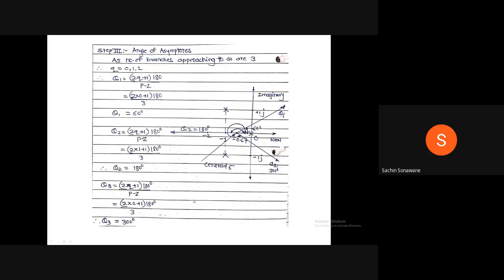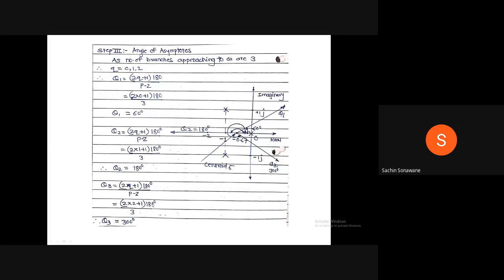Now, angle of asymptote. Since p minus z, the number of branches, n is equal to 3, we have to take the first three values of q, that is 0, 1, 2, and consider this equation. Theta is equal to 2q plus 1 into 180 degrees divided by p minus z. Therefore, substitute values of q, 0, 1, and 2. Therefore, theta 1 is equal to 60 degrees, theta 2 is 180 degrees, theta 3 is 300 degrees.